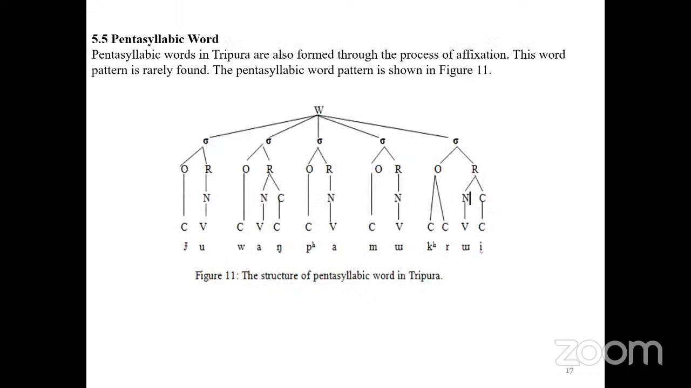Pentasyllabic words. These pentasyllabic words are very rare in this dialect. However, they are formed through the process of affixation. So here I have given the example of one kind of fruit, Juang Pamukri. In English, it means mulberry. So this is one of the pentasyllabic words I could find. Next.